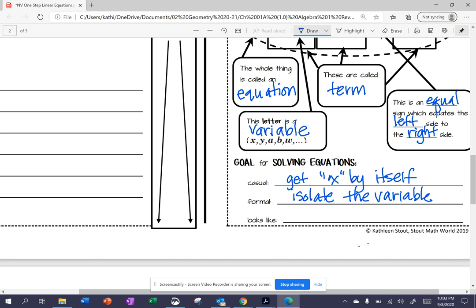And when I isolate the variable, it means I have 1 as a coefficient next to my variable, and my power is 1. I can have y equals any letter, k equals any letter, but I want 1 for a coefficient and 1 for a power. Okay, so let's practice a few.